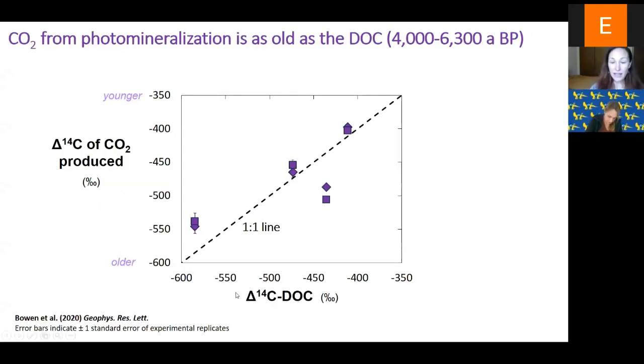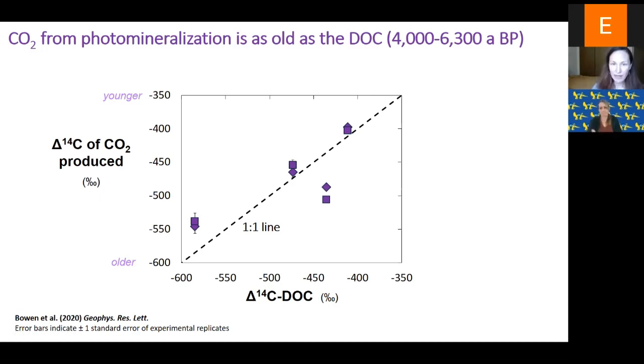So again, here on the x-axis, we've got the delta 14C of the DOC before sunlight exposure. And then on the y-axis, we've got the delta 14C of the CO2 produced from the DOC. And that difference in the delta 14C between the DOC and the CO2 was about 2 to 16%, or at most 16%. That's why you see that most of our permafrost DOC plot pretty close to that 1-to-1 line, meaning that in general, there was a pretty small difference in the delta 14C of the DOC and of the CO2 produced when that DOC is exposed to sunlight, which supports the hypothesis that the CO2 from photomineralization is as old as the DOC from which it came, which for our samples in the Alaskan Arctic ranged from 4,000 to 6,000 years old.